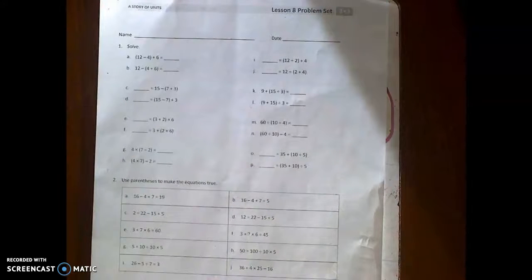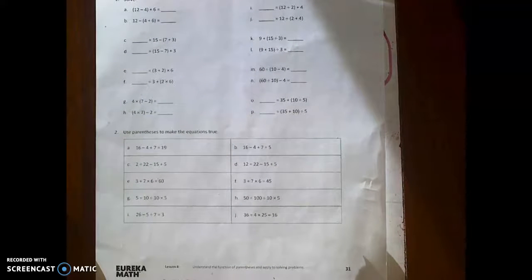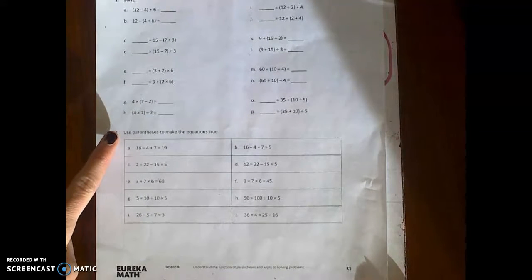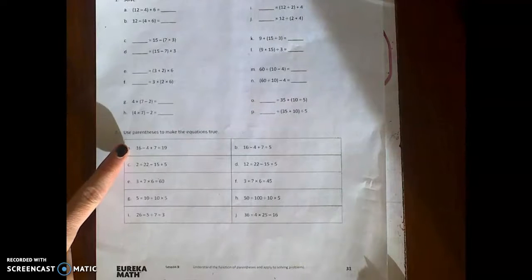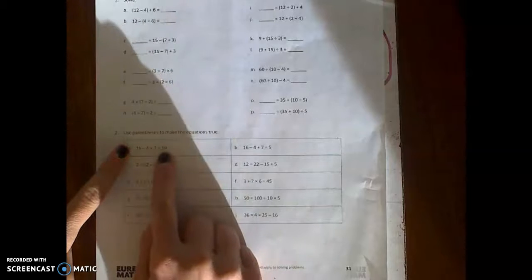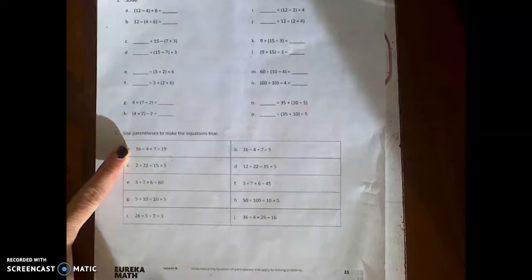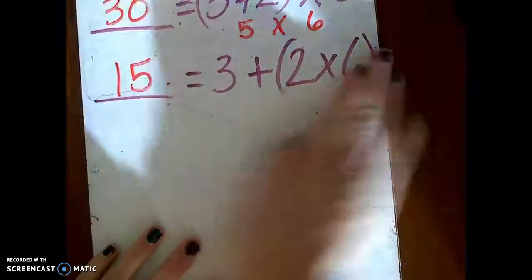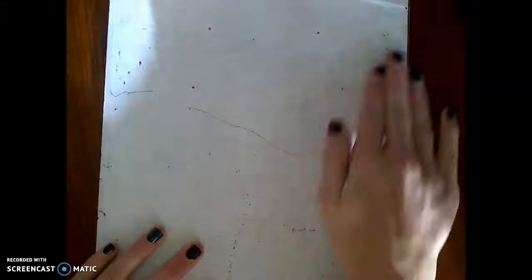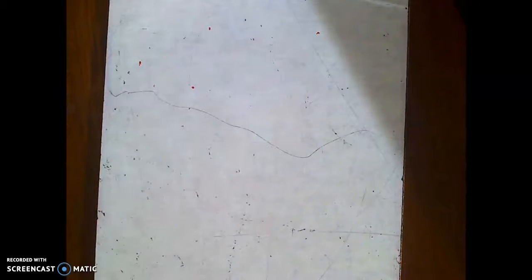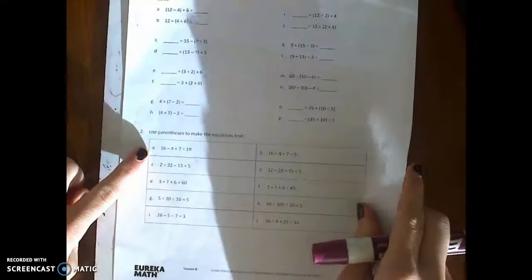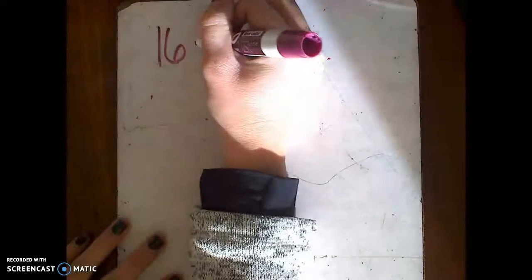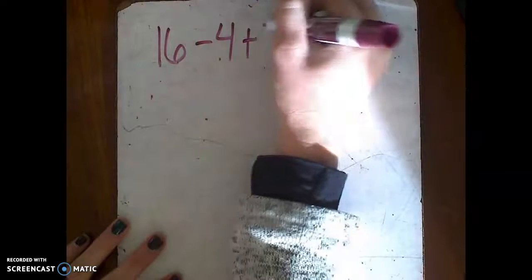All right, now let's try one of these problems down here in this chart. The directions say, use parentheses to make the equations true. So I've got these long equations with this answer at the end, and I need to figure out where my parentheses are going to go to make that answer true. So again, I'll put it on my whiteboard so everyone can see it nice and big. We'll do A together, 2A. It's the very first one right here. The problem says 16 minus 4 plus 7 equals 19.